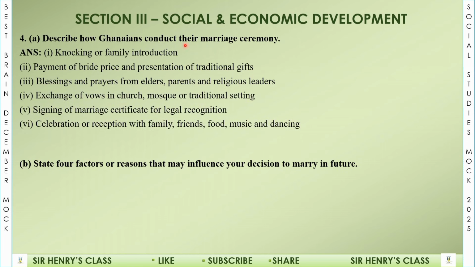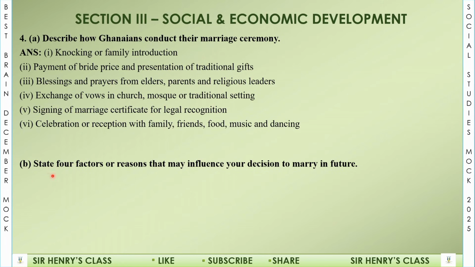Throw more light on this. Exchange of vows in church, mosque, or traditional setting. The signing of marriage certificate for legal recognition. Celebration or reception with family, friends, food, music, and dancing. All these are some of the ways by which Ghanaians conduct their marriage. But in order to attract the point, don't just give the point this way. Try expanding them to get all the required marks.